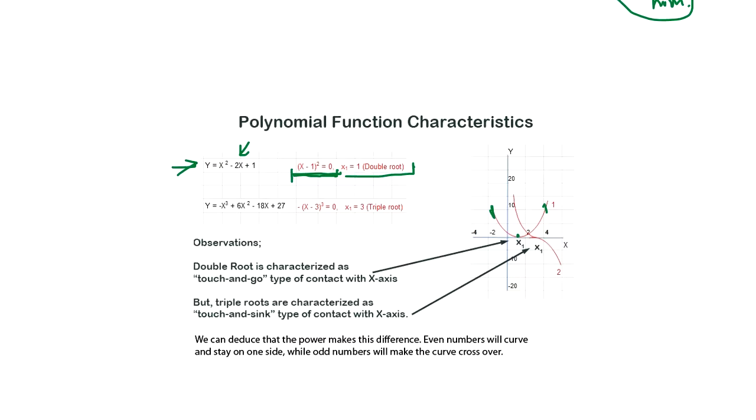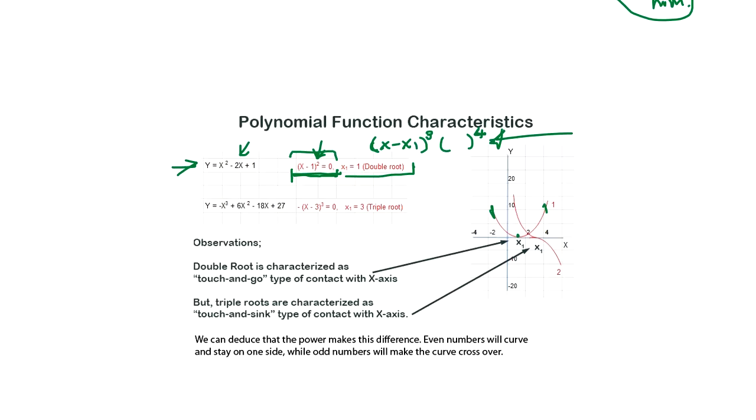Okay, so we have to know the type of root when you factor it. If you have x minus x1 squared, that is a double root; cubed is a triple root; the fourth power is a double root again, I mean, it's twice doubled. So those are touch and go type of roots.